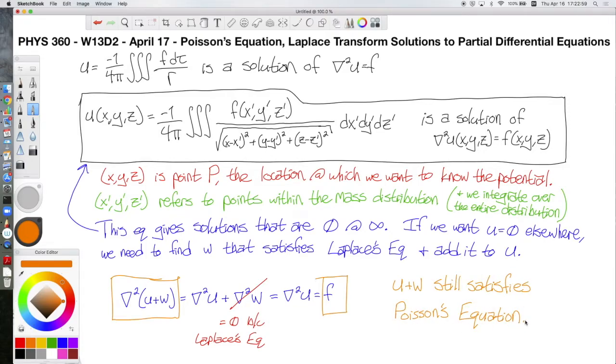Now, all of this still probably feels pretty abstract, so let's do a specific example. We're going to do the example your book does, which has a grounded sphere of radius r located at the origin, and we're going to put a point charge q at a location A on the z-axis, where A is outside the sphere, and we're going to try to find the electric potential everywhere outside the sphere.